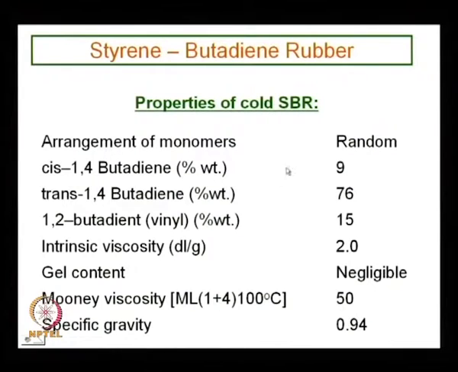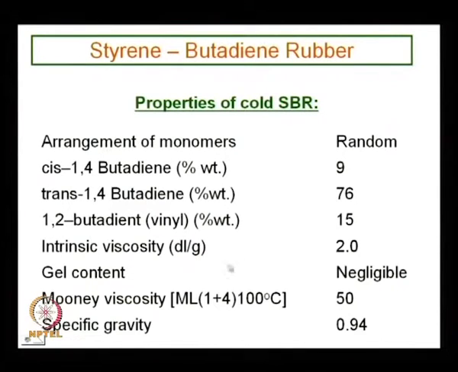Properties of cold SBR: you see some properties mentioned over here. It contains a mixture of cis-1,4 polybutadiene. The butadiene unit in the SBR will have a certain percentage of cis form, a certain percentage of trans form, and a certain percentage of 1,2-butadiene. The 1,2 structure or 3,4 structure, both are the same.